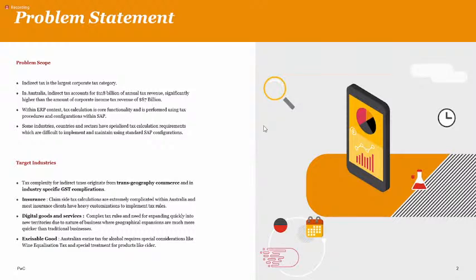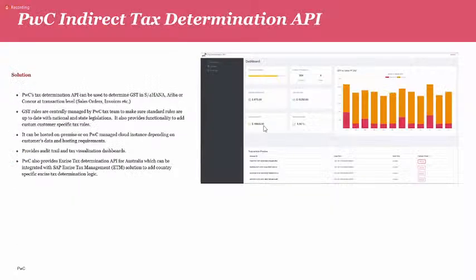So this is what the problem statement is. And in terms of the solution, we have built an external API, which will be managed by PwC tax experts. This is a tech agnostic API, which can integrate with ERP systems like S4HANA or ECC and do the calculations outside of the SAP system, right? So that the tax related complications remain outside of the system and the core remains clean.